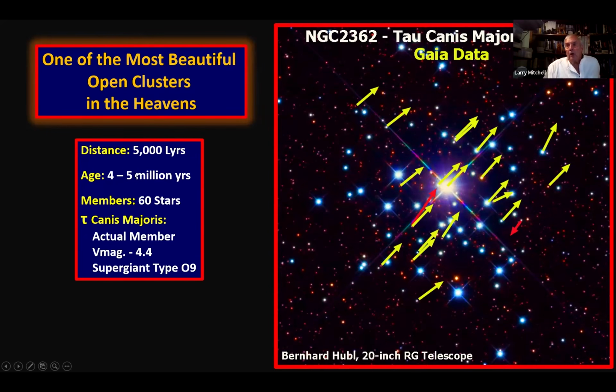But being an O-type star, it has a life expectancy of maybe 8 to 10 million years. So that also verifies the fact that this is a 4 to 5 million year old cluster. Because if this was a 20 million year old cluster, that bright star would not be there because it would have already gone supernova. So this is more of the wonderful information that we're getting from Gaia.